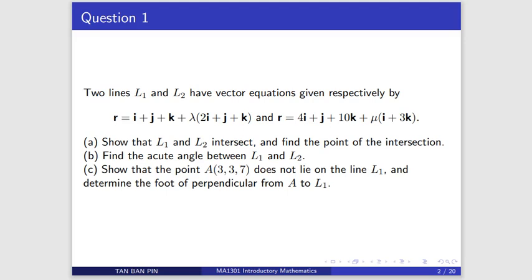Question 1, you are asked to show that the two lines L1 and L2 intersect and find the point of intersection. In part B, you are supposed to find the acute angle between L1 and L2. In part C, you are supposed to show that the point (3, 3, 7) does not lie on the line L1, and then find the foot of perpendicular from A to L1.